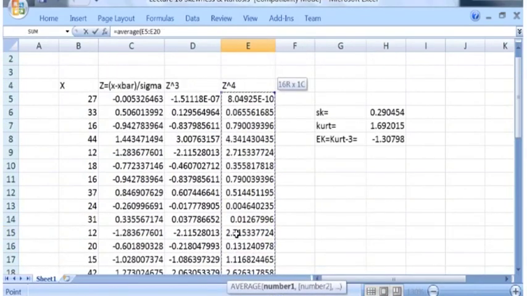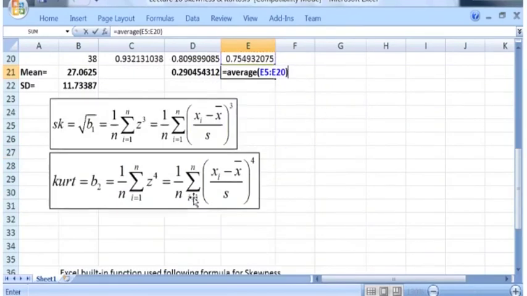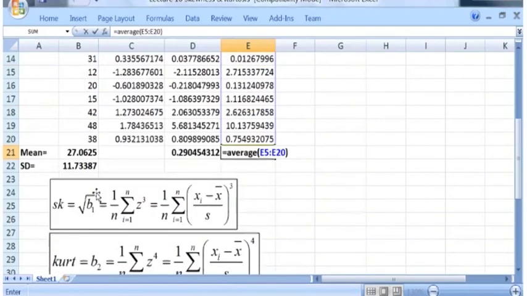So average, it is the average of E5 to E20. This is the sum of z to the power 4 divided by n, so the average function will give us the kurtosis. Press enter. Here it is 1.69. Now we know that if the calculated value of kurtosis is exactly 3, or very close to 3, then this is a normal curve.